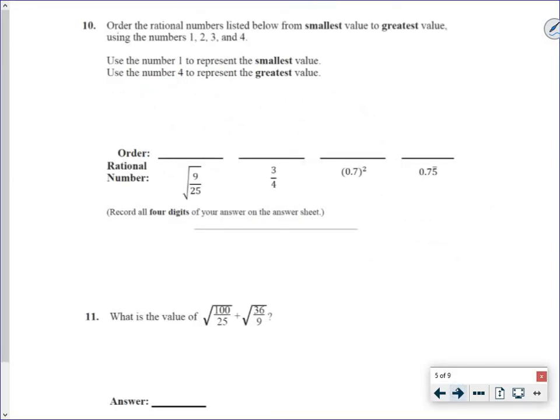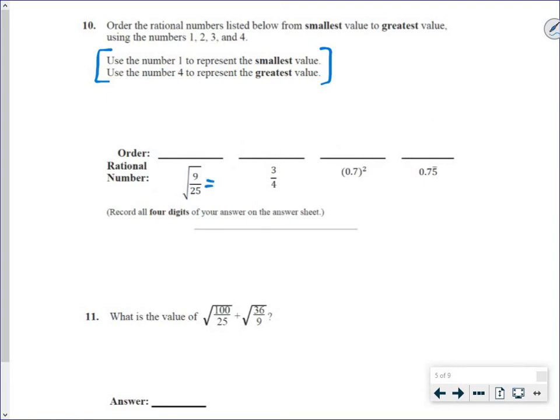Okay, moving on. Order the rational numbers listed from smallest to greatest using the numbers 1, 2, 3, and 4. So it is important for you to read here. Use the number 1 to represent the smallest value, and use the number 4 to represent the greatest value. So in these spaces, I should be recording a 1, 2, 3, or 4. I should not be recording what these equivalent decimal answers are. That is not what the question is asking you to do.